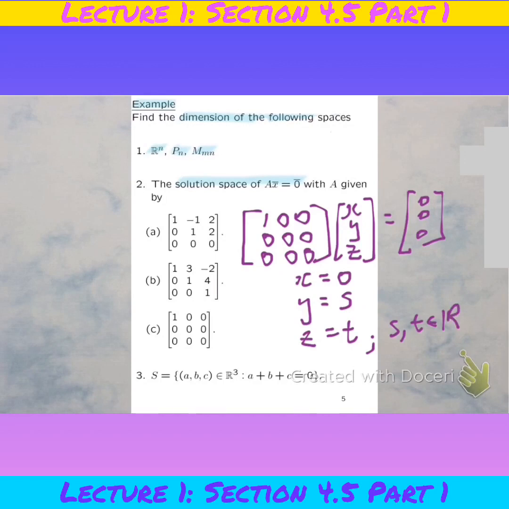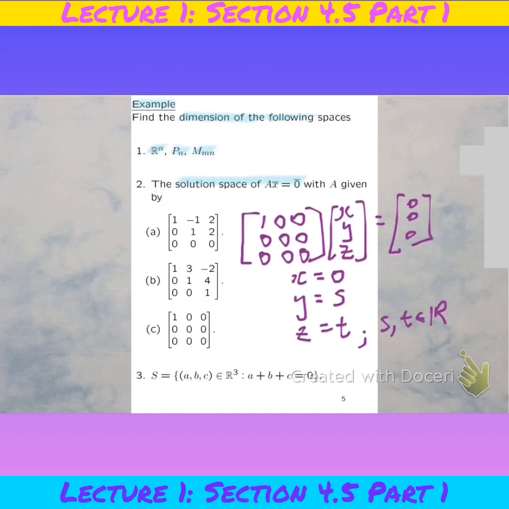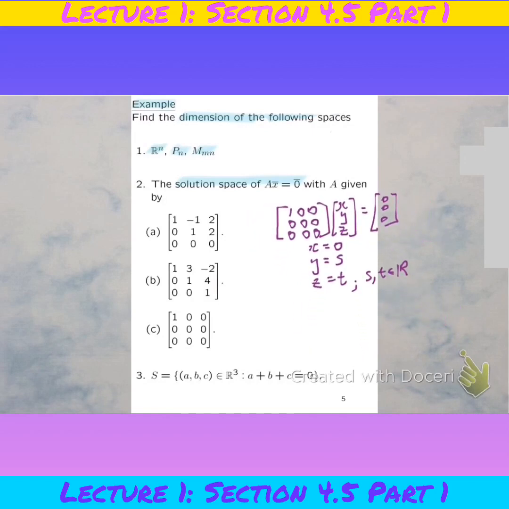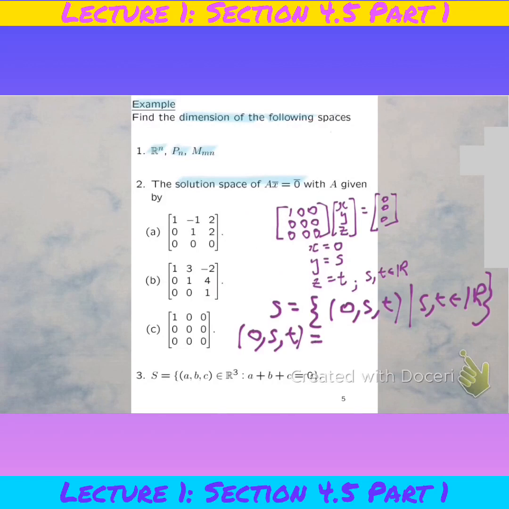So the solution space becomes the set S, which is the set of all vectors of the form 0, S, T. Okay, and S and T are real numbers. So the question now is, we need to find a basis for S. Now if you look at the vector 0, S, T, you can write that as a linear combination that looks as follows.